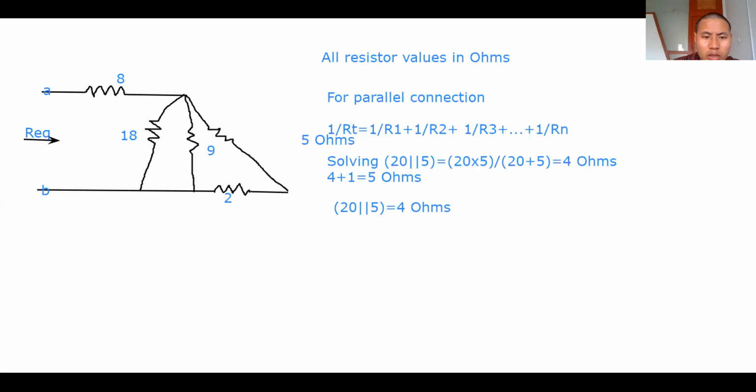And then we got 4 ohms. Now this 4 ohm is in series with this 2 ohms. So I can write here, 4 ohm is in series with the 2 ohm. So we have 6 ohm. Now this one again we can replace with the 6 ohm. So we delete these things again.